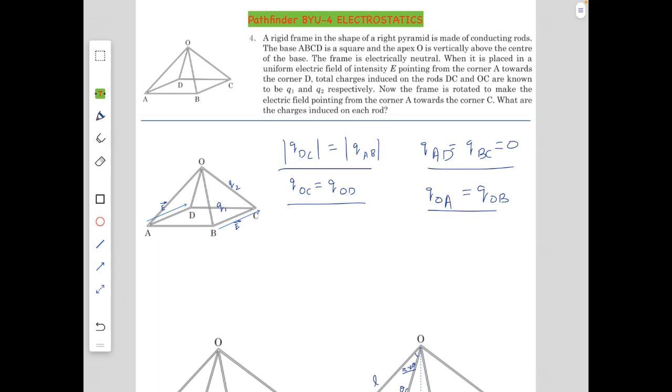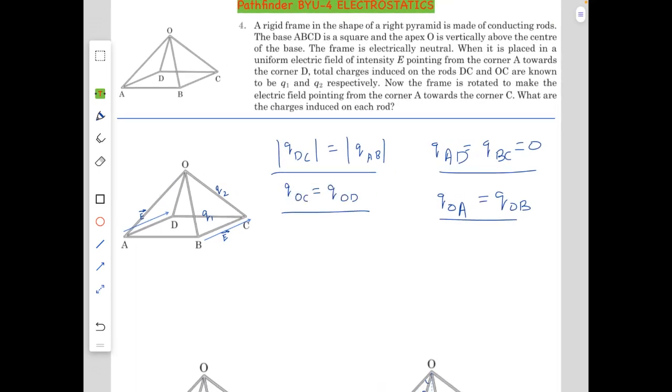Now by symmetry arguments, let's consider the first case, when E is pointing from A to D. Here by symmetry we can observe that the rods OD and OC will have equal charges as they are symmetric. Similarly OA and OB will have equal charges, and similarly AD and BC will have equal charges and will be neutral, and the charges in AB and CD will be equal in magnitude, but opposite in sign. So that's what is written here.